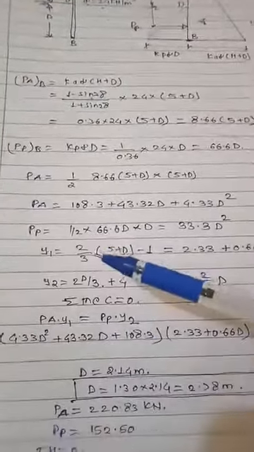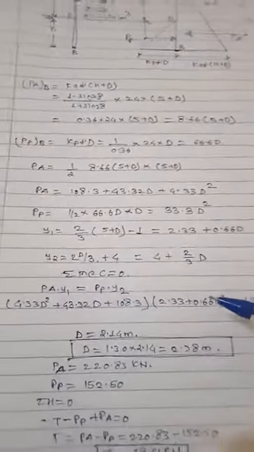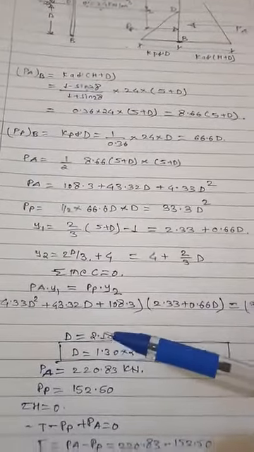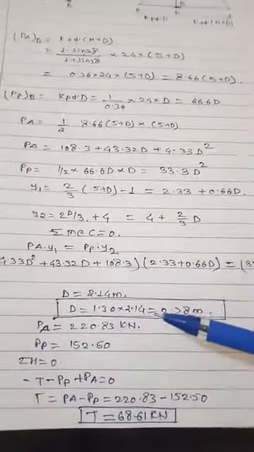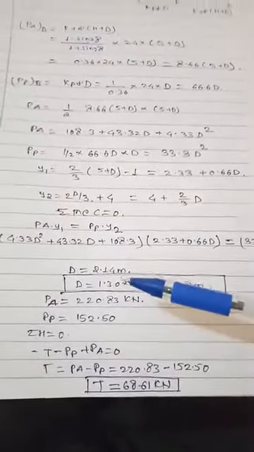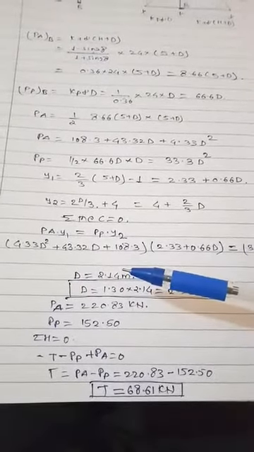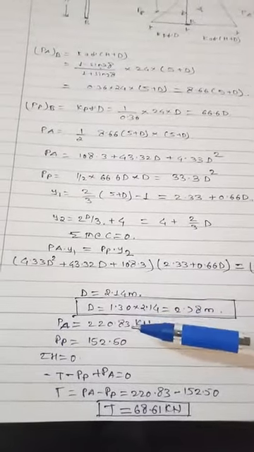Put values in this equation, so you will get this equation. Solve this equation, you will get the value of d as 2.14. Increase d by 30%, so d equals 2.78. Now you have to put the value of d, 2.14, in the above equation, so you will get Pa and Pp.